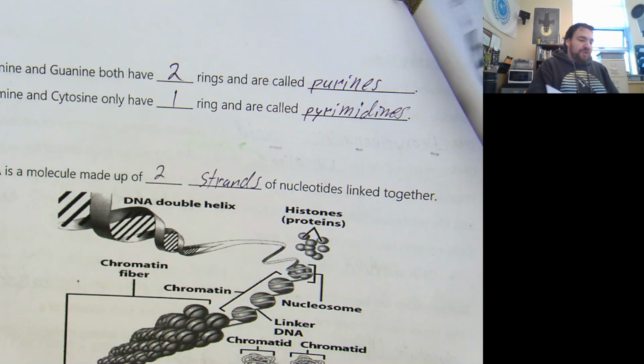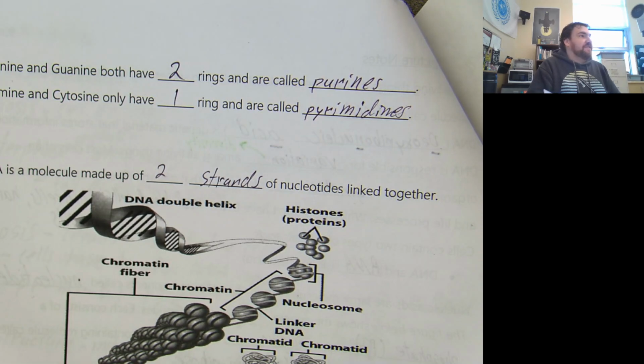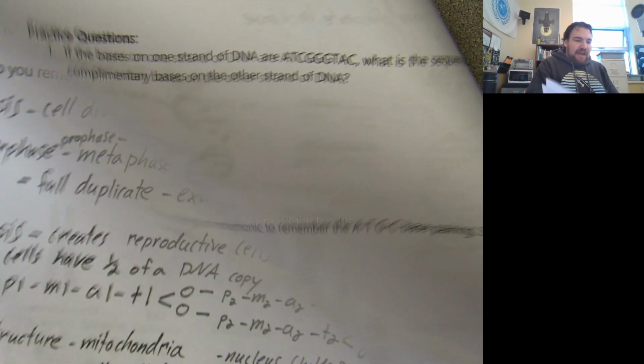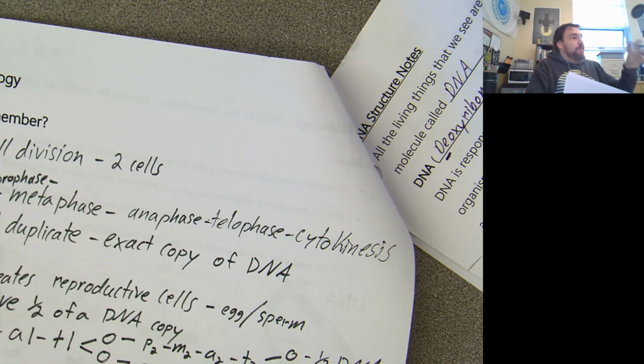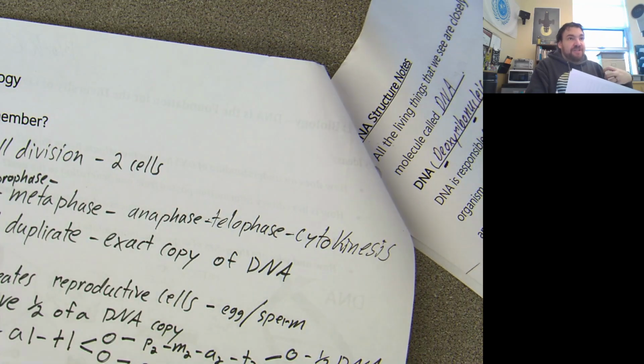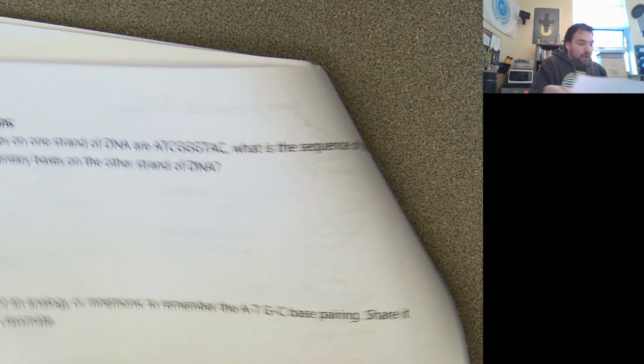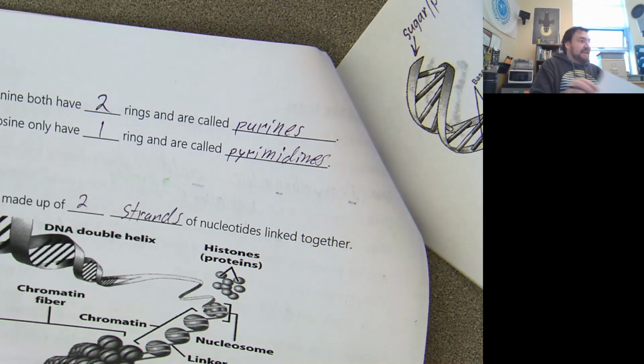Yesterday, we started talking about the structure of DNA. We talked about how there is the phosphate group and the sugar group together. Those things make the backbone, the outer rung of the DNA ladder.